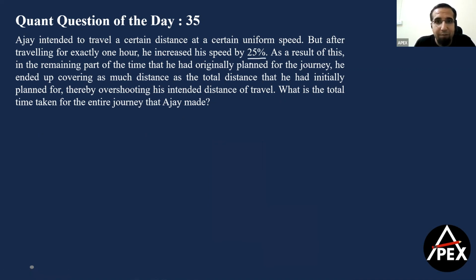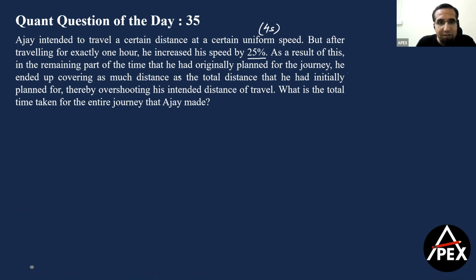Now, since I'm looking at 25 percent, which is 1 by 4, let me assume his usual speed is, let's say, 4s kilometers per hour. As a result of this, in the remaining part of the time that he had originally planned for the journey, he ended up covering as much distance as the total distance that he had initially planned, thereby overshooting his intended distance of travel. What is the time taken for the entire journey that Ajay made?